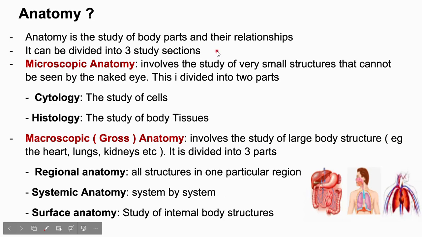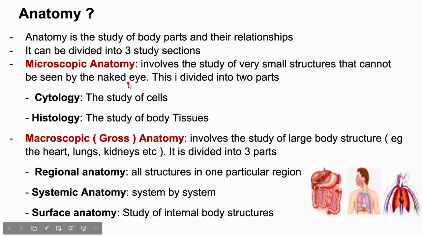Anatomy can be divided into three major sections. These sections involve microscopic anatomy, which involves the study of very small structures that cannot be seen by the naked eye, but rather require something like a microscope. This section, microscopic anatomy, can be divided into two parts.